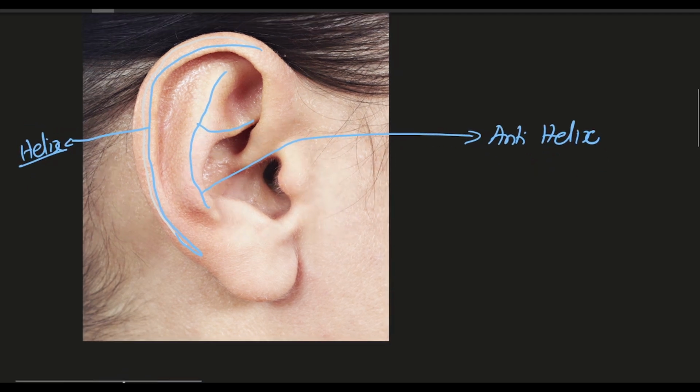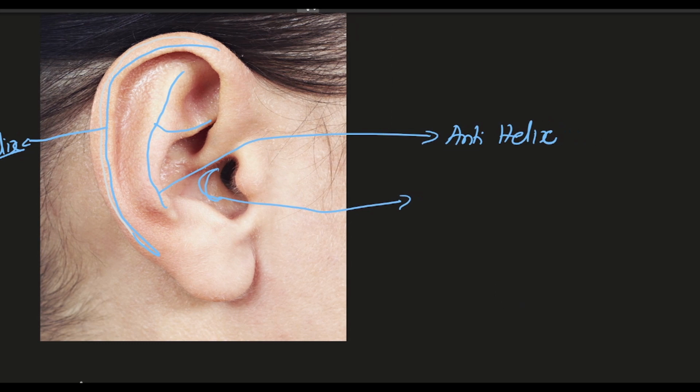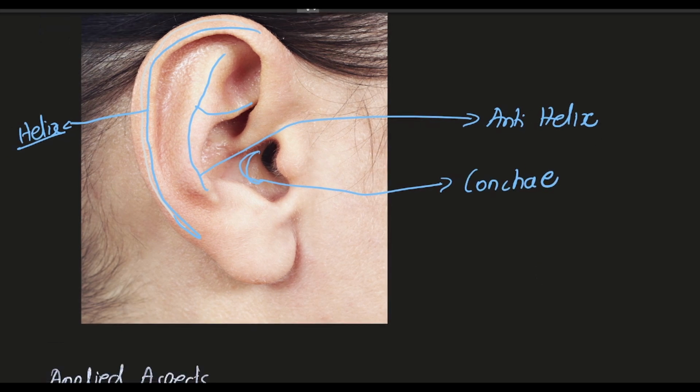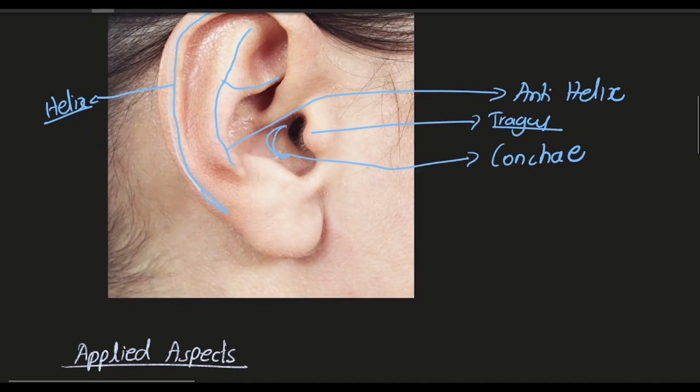And the part which is depressed here is called the concha, and the part that protrudes just opposite to the external auditory canal is called the tragus. Opposite to the tragus there is one more protrusion, called the antitragus.